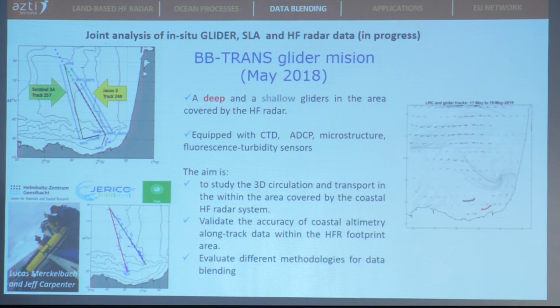And another effort in that direction has been to do a glider campaign in the area covered by the radar, with 2 gliders following the altimeter tracks. We were lucky, and we also observed some eddies in the time where the gliders were surveying the area. So we think we will have also the chance to explore the vertical dimension of these kind of structures.